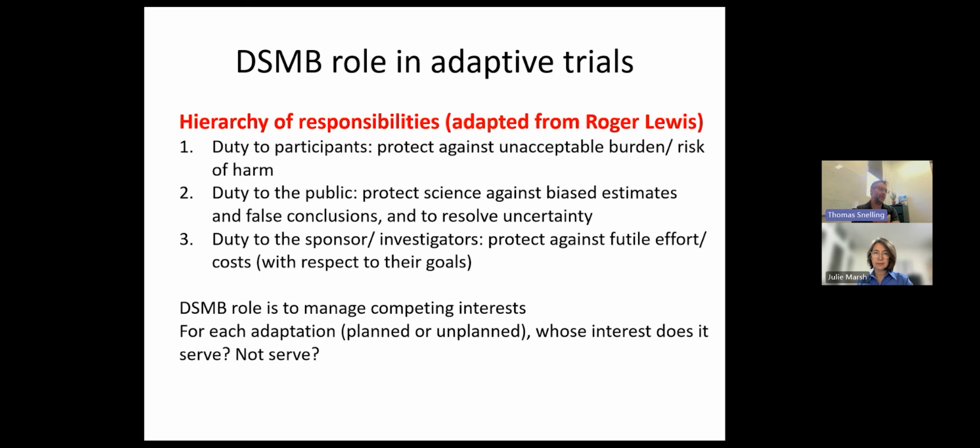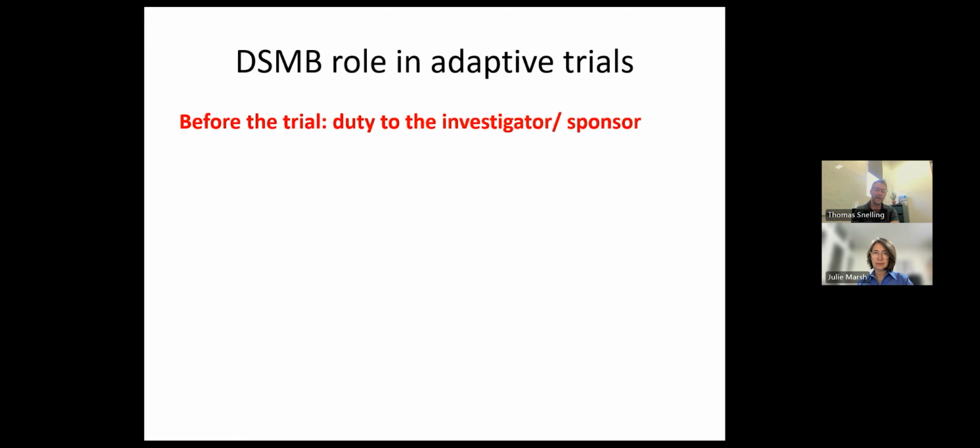Not only that, each trial decision, each adaptation, whether it's planned or unplanned, has an effect on these competing interests, and you always need to be thinking about whose interest this adaptation or change serves and who it does not serve, and how to balance those competing interests. So as someone who is going on to a DSMB for an adaptive trial, there are things that you can do to try to fulfill your duties to these various interests.